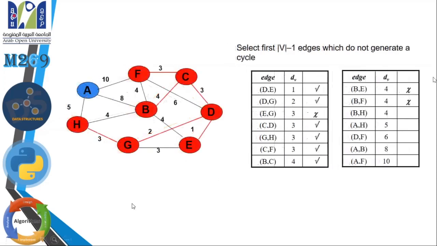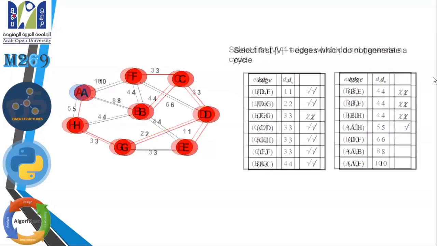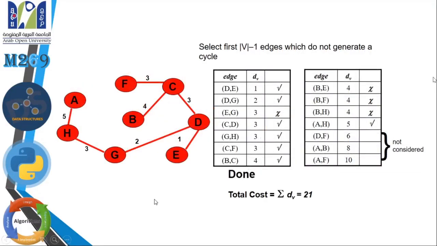Next, BF. Next, BH. Next, AH. See now, AH will be selected. This A and this H are selected. So no cycle. The red color is the cycle, so it's not selected. DF, AB, AF, all of them will make a cycle. So that is the minimum spanning tree.